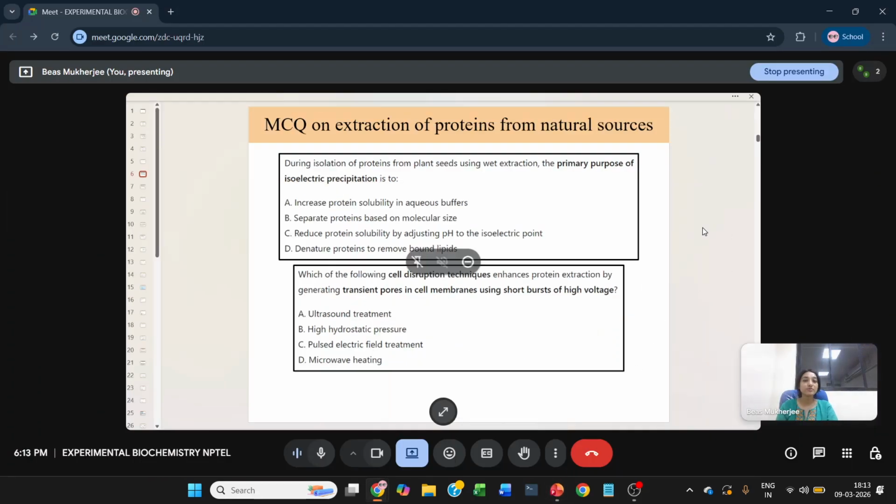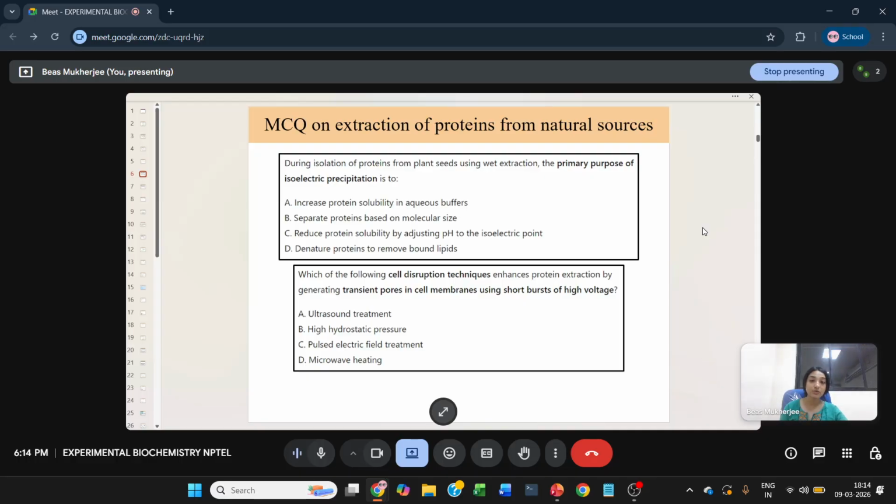Okay, so we have two MCQs, and we can answer the two MCQs first, and then we can carry on with the other techniques. Okay, so for the first MCQ, the question is, during isolation of proteins from plant seeds using wet extraction, the primary purpose of isoelectric precipitation is to: A. Increase protein solubility in aqueous buffers, B. Separate protein based on molecular size, C. Reduce protein stability by adjusting pH to the isoelectric point, and D. Denature proteins to remove bound lipids.